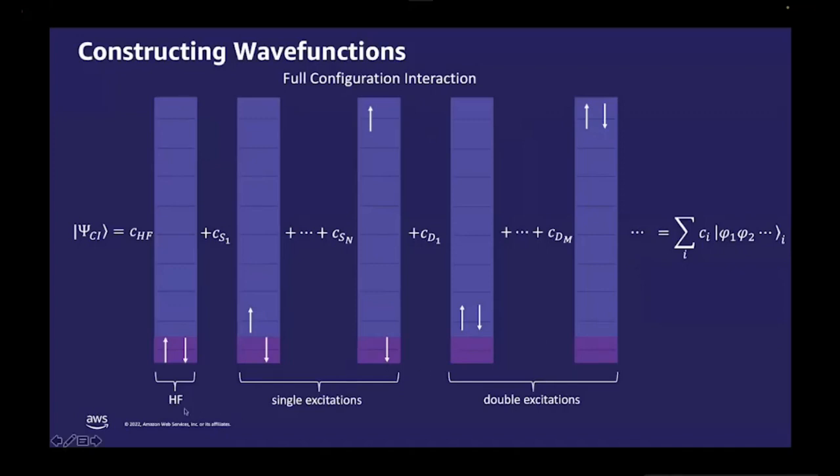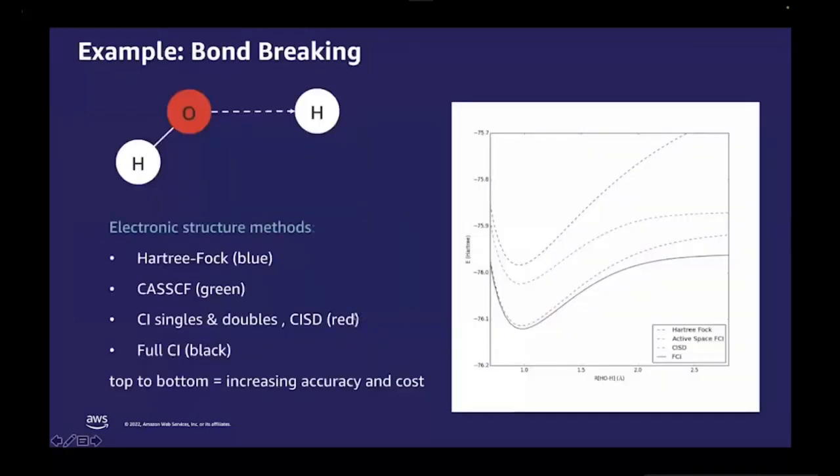HF is the abbreviation for Hartree-Fock. Actually, that's the method. So this one is the Hartree-Fock method.